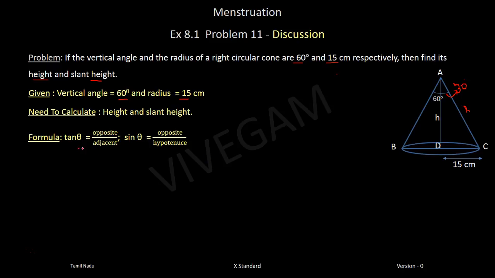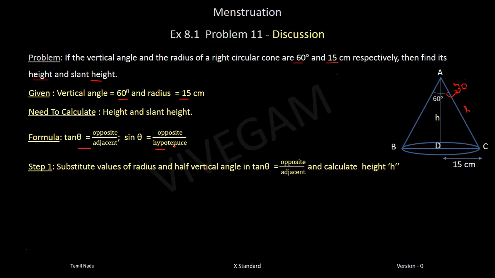So the formulas which we are using are tan theta and sin theta. Tan theta is opposite by adjacent. Sin theta is opposite by hypotenuse. So step 1, substitute the values of radius and half the vertical angle in tan theta equal to opposite by adjacent. Theta becomes 30 degrees, right? Half of 60 is 30 degrees. We are considering only triangle ADC. The opposite side is 15 centimeters, which is known. The adjacent side is H. Tan 30 is known, the opposite side is known, H is not known, so we should be able to calculate the height.